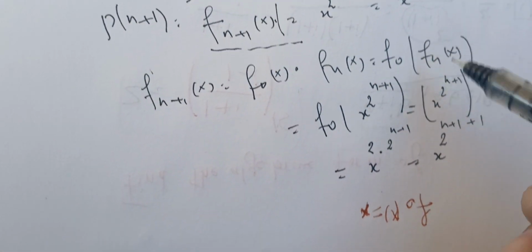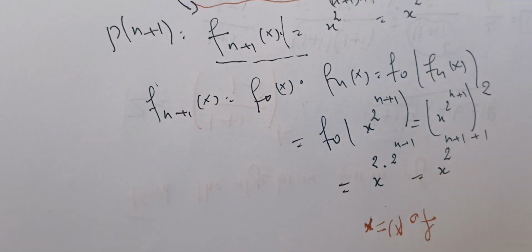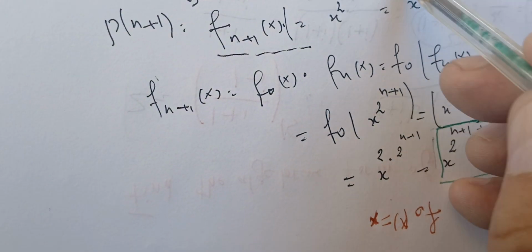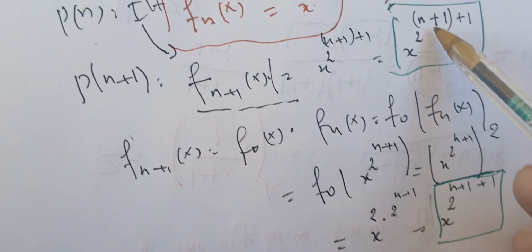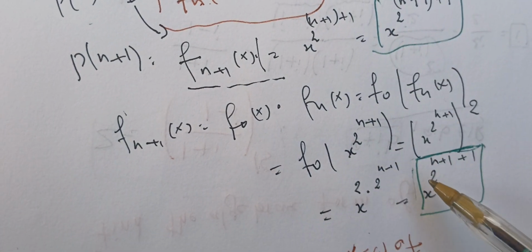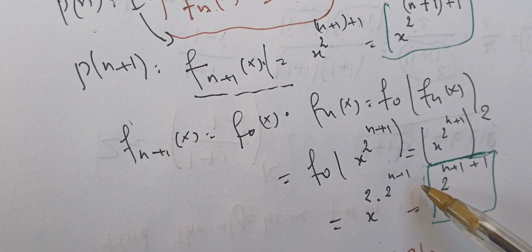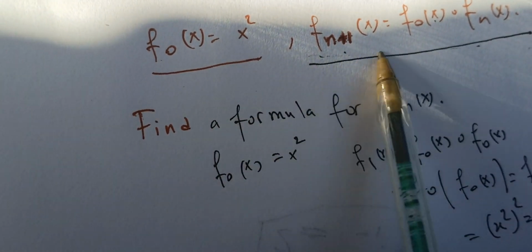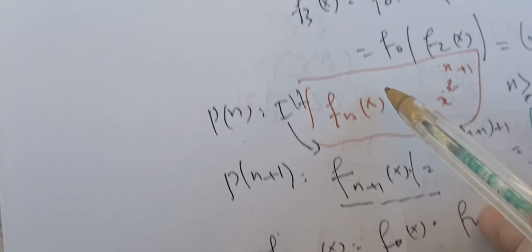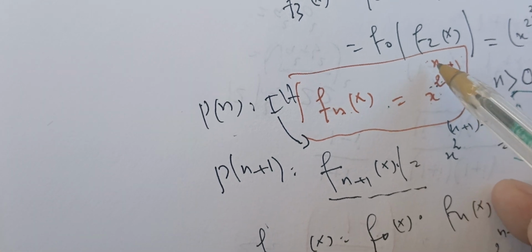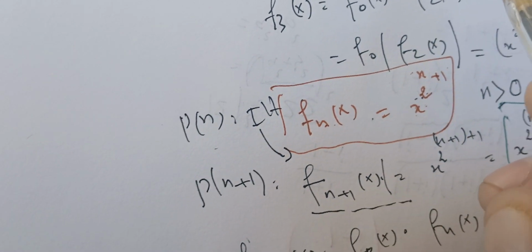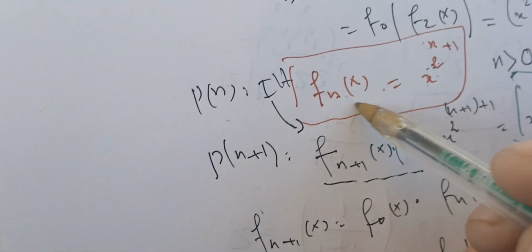Okay, so here, and here. So I showed that it's true using the induction hypothesis. Therefore, my formula is true. The general formula for these recursive functions is given by x to the power 2 to the power n plus 1 for every n greater or equal than 0. So this is the formula that I need.